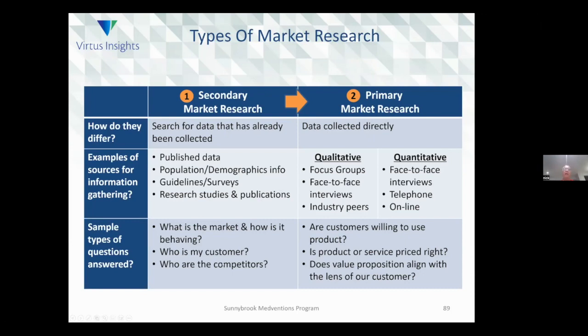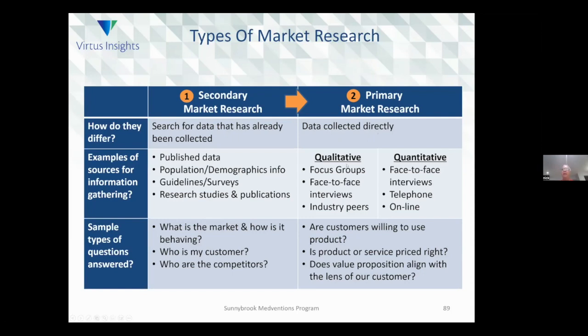And it answers these kinds of questions. What is the market? How's it behaving? Who is my customer? Who are the competitors? Primary market research is different and it's more costly. This is where we collect data directly.